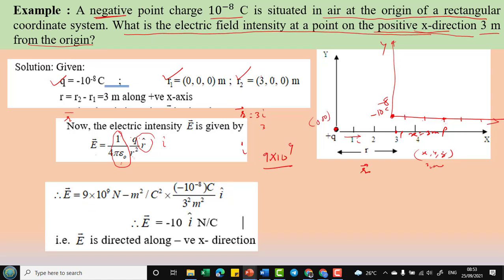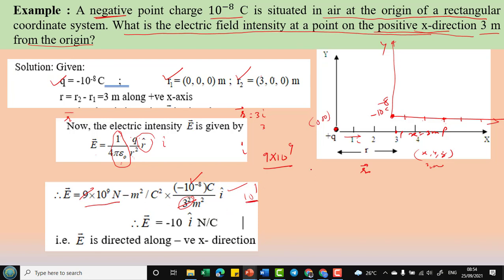So E is equal to 9 into 10 to the power 9. Q is minus 10 to the power minus 8 coulomb and R जो है वो 3 है, so 3 square हो गया and unit vector I. So if you calculate that, 3 का स्क्वायर 9 होता है तो ये 9 से कैंसिल हो गया, 10 to the power minus 9 रहा. अब ये 10 to the power minus 8 है. So when you calculate this 10 to the power minus 9, 10 to the power minus 8, so that will be 10 to the power 1. So that is simply 10 with minus sign है, नेगेटिव चार्ज है क्योंकि.